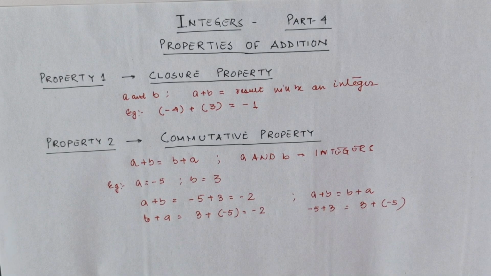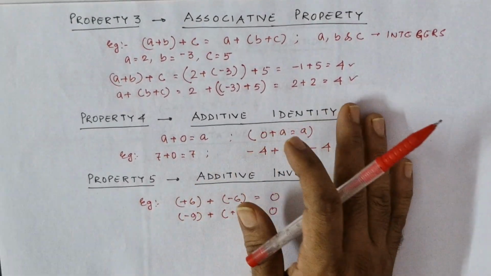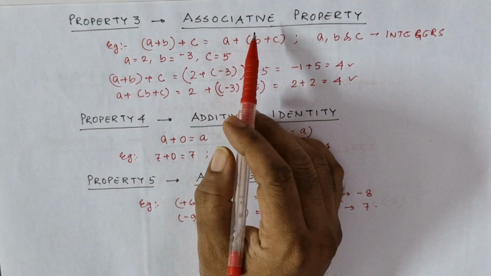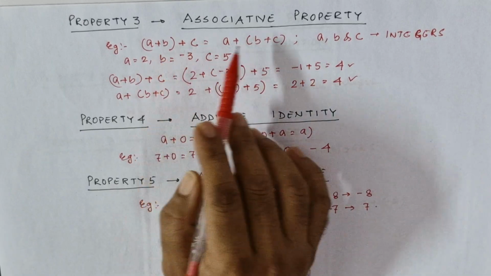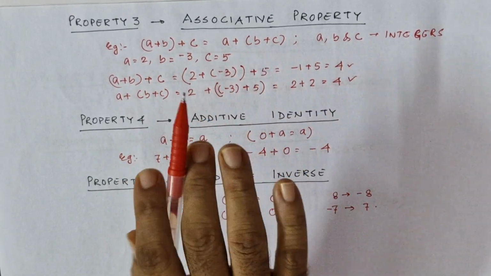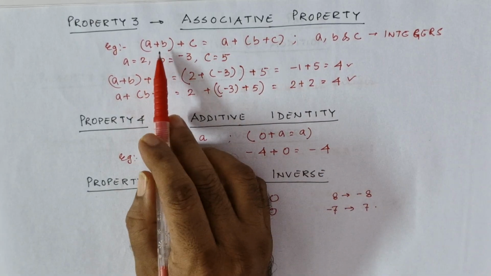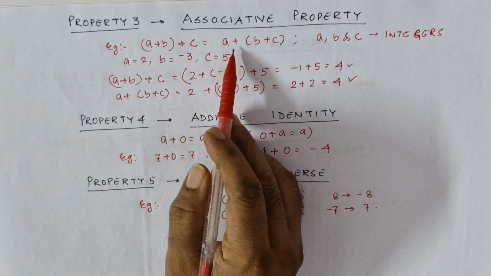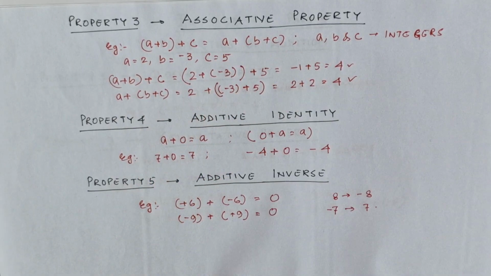So what is the third property? The third property is associative property. Associative means grouping. Even if you change the grouping in terms of addition, the result remains the same. So A plus B plus C is equal to A plus bracket B plus C.